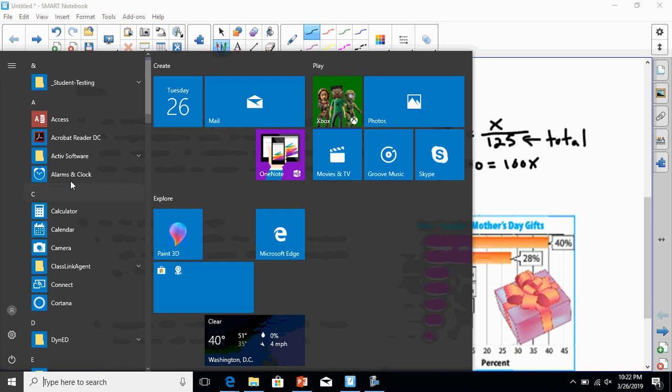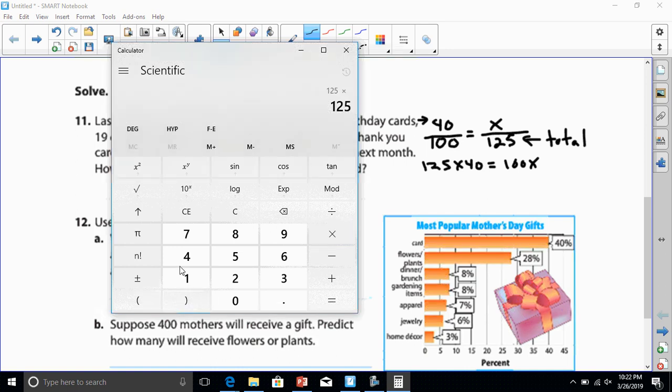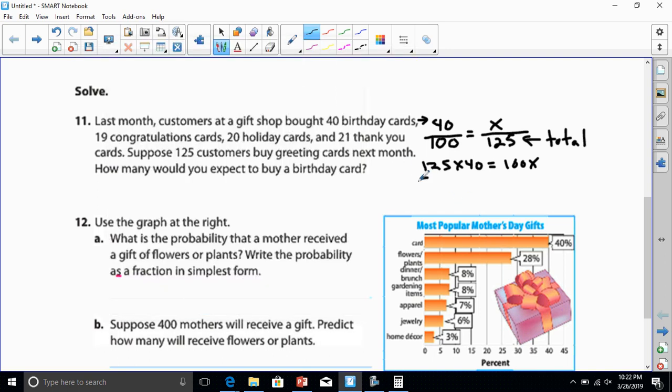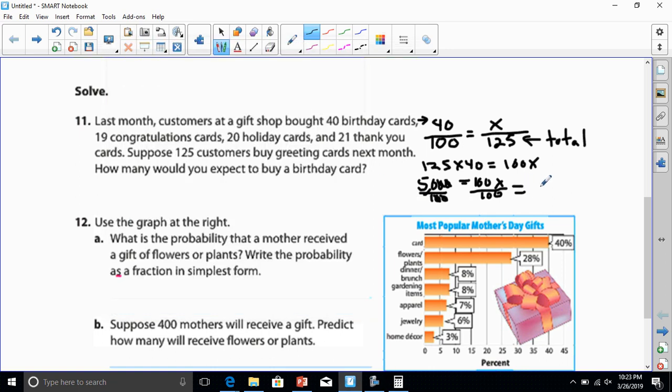Well, if we use our calculator, not that we need to, but if we did, we'd take 125 times 40. Now I'm just going to go on a guess and say it's going to be like 5,000, and it is. 5,000 has to equal 100x. Now to get x alone, we have to divide 100 away from it. Whenever I divide from one side, I divide from the other. Since I'm dividing by 100, I can get rid of 2 of these zeros, and that would leave me 50. For those that don't believe, 5,000 divided by 100 equals 50. So the answer is 50 birthday cards.